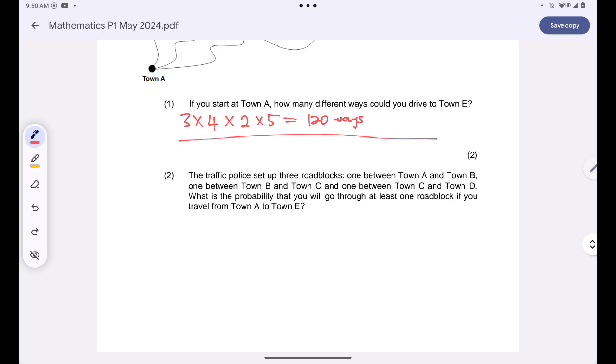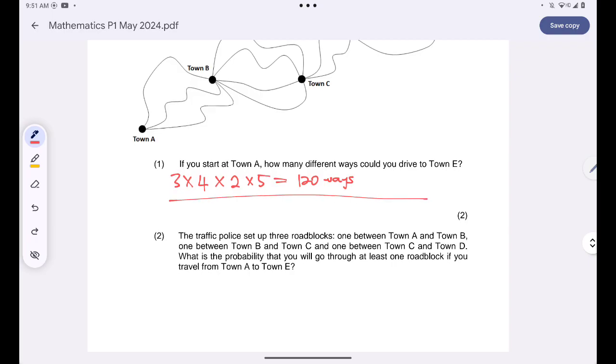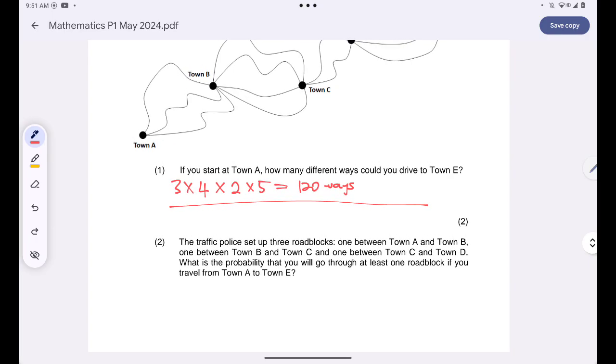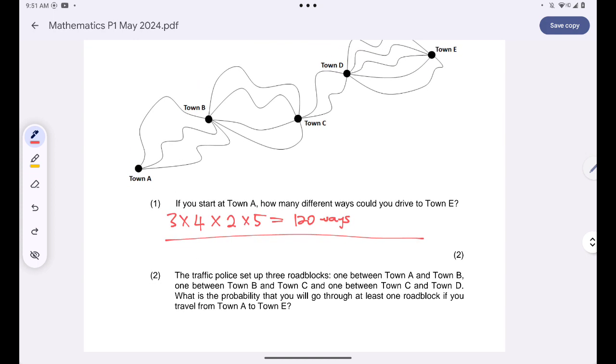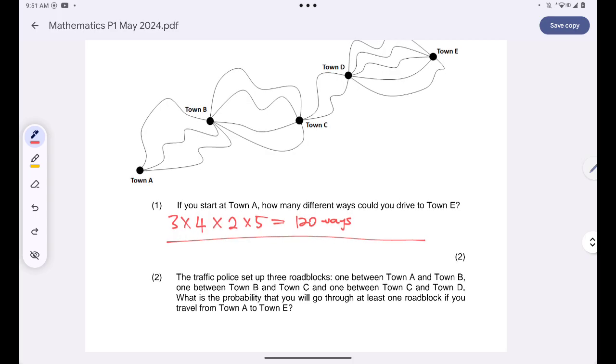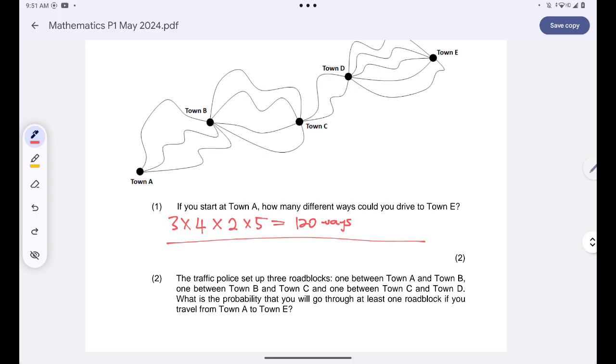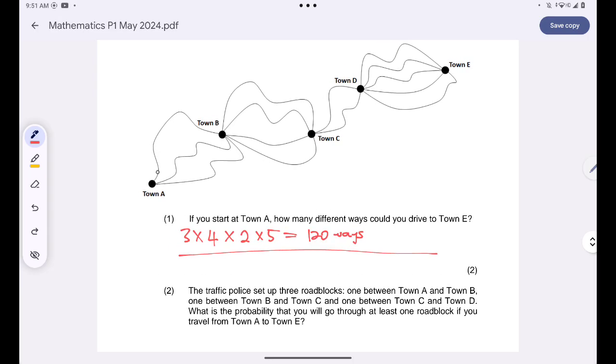Okay. And then we are told that the traffic police sets up 3 roadblocks. One between town A and B, the other one between town B and C, and the other one is between town C and D. What is the probability that you will go through at least one roadblock to travel from town A to E? Let's say here there's a roadblock in this road. There's another roadblock here. There's another roadblock here.